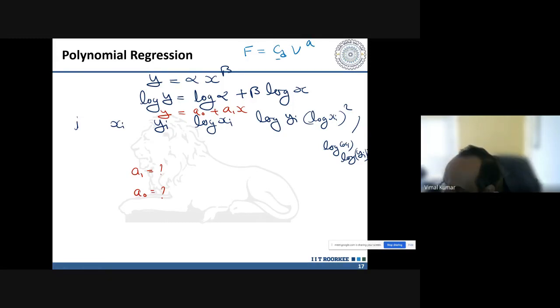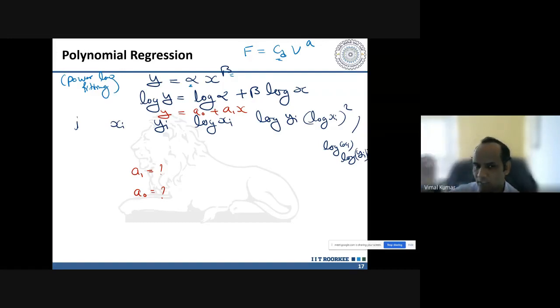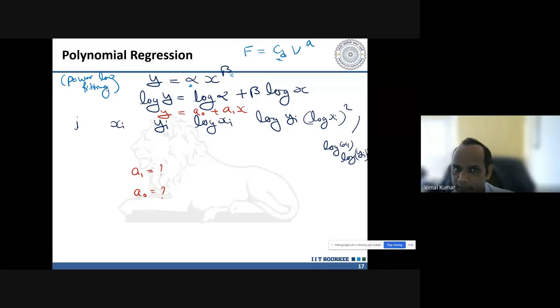Let's say this drag coefficient is alpha and this a is some beta actually. Okay, so this is my power law fitting actually, because we have taken some kind of equation in terms of powers actually. Now here I have to do this analysis.